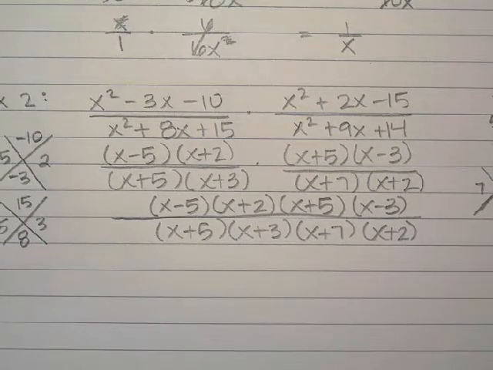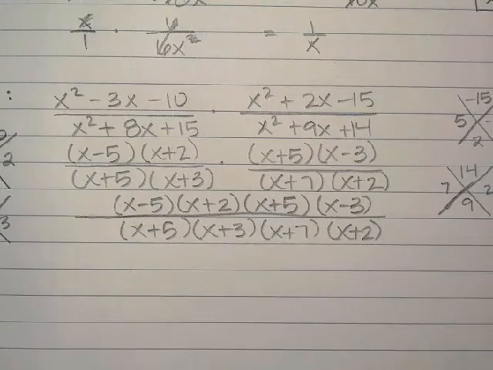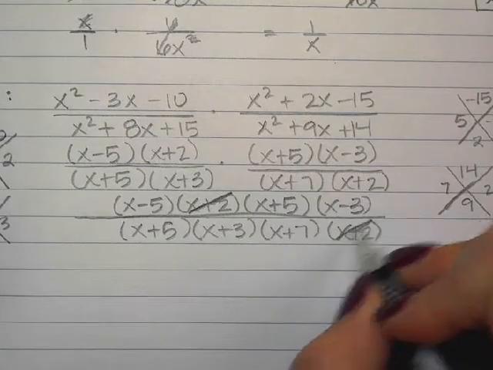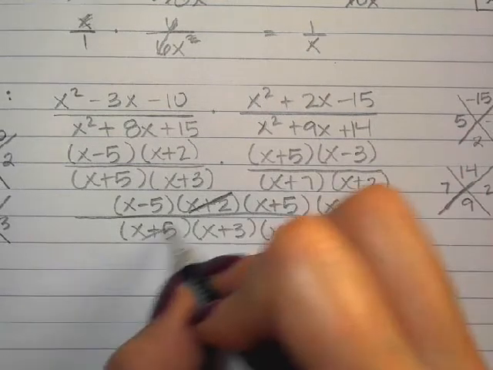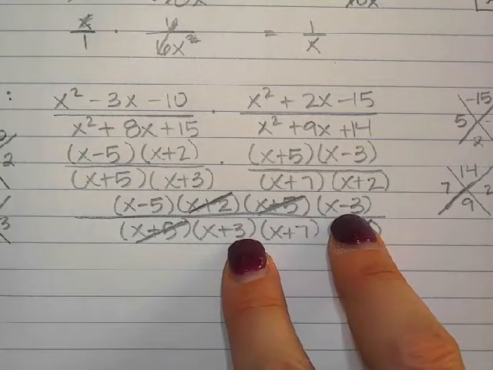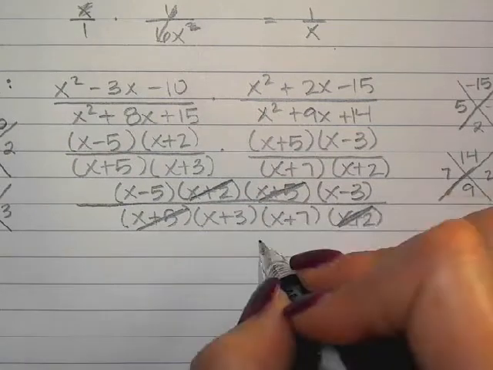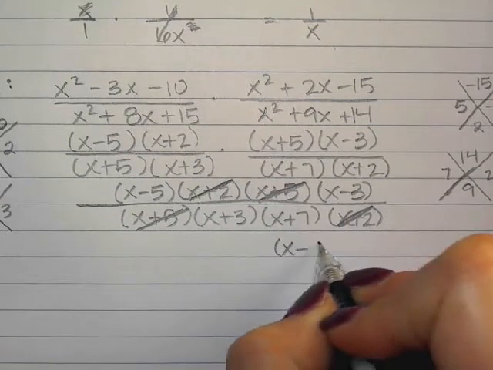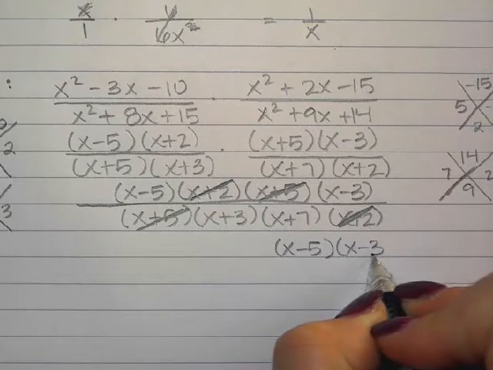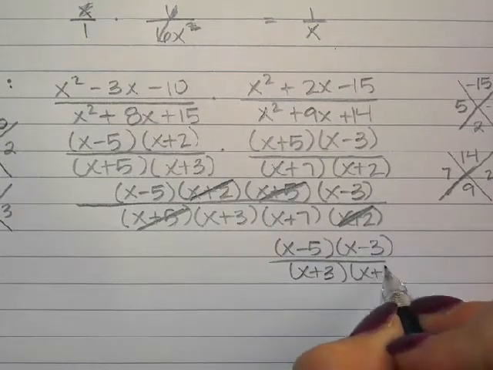And now I just want to see if there are any tops and bottoms that could divide to equal 1. So x plus 2 divided by x plus 2 equals 1. x plus 5 divided by x plus 5 equals 1. It feels like the 3's should go away, but they won't because they're not the same. We've got a minus and a plus. And so that means that our final answer is going to be x minus 5, x minus 3, over x plus 3, x plus 7.